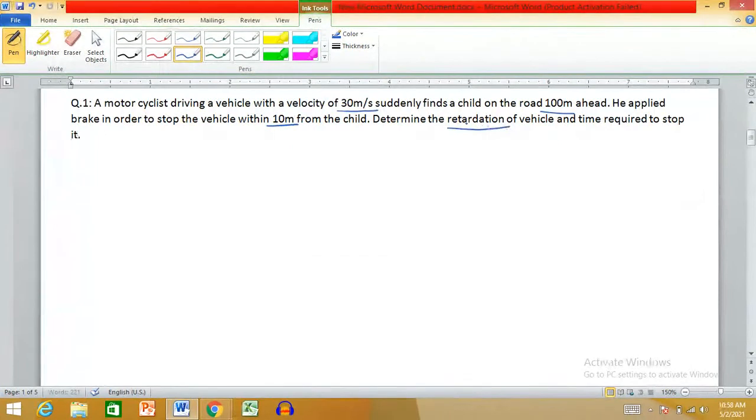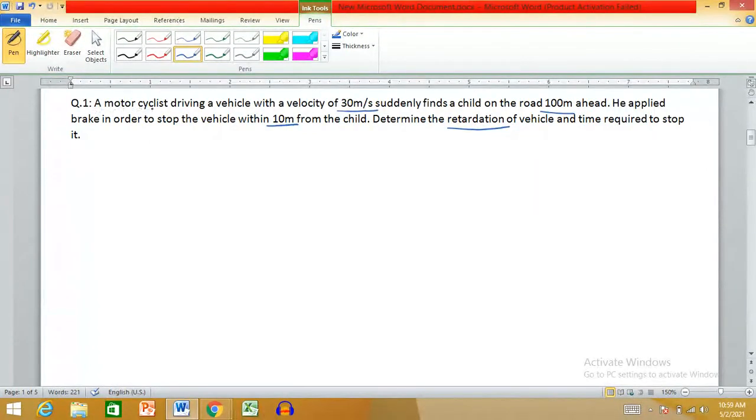Always remember, retardation is nothing but negative acceleration. If your acceleration is a positive quantity, then a retardation is a negative quantity. When you get acceleration as a negative value, it is called retardation. So we'll again read the question.